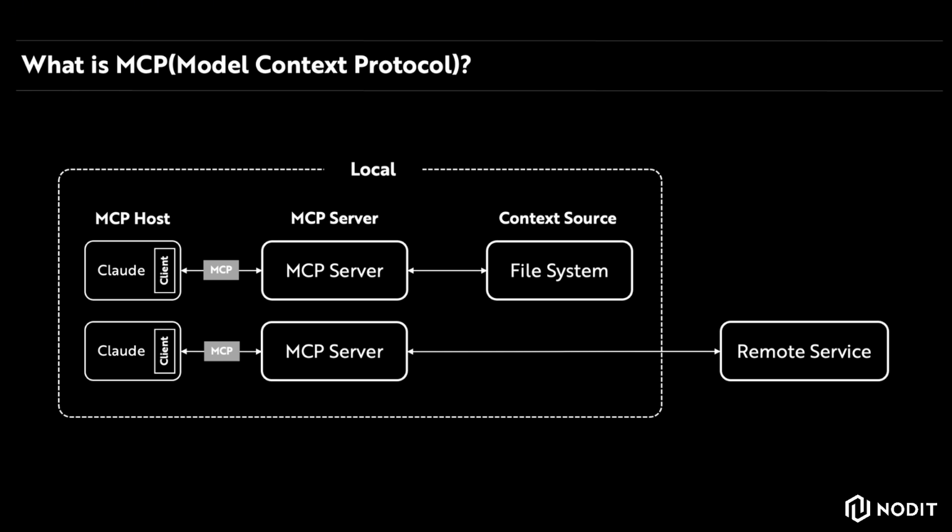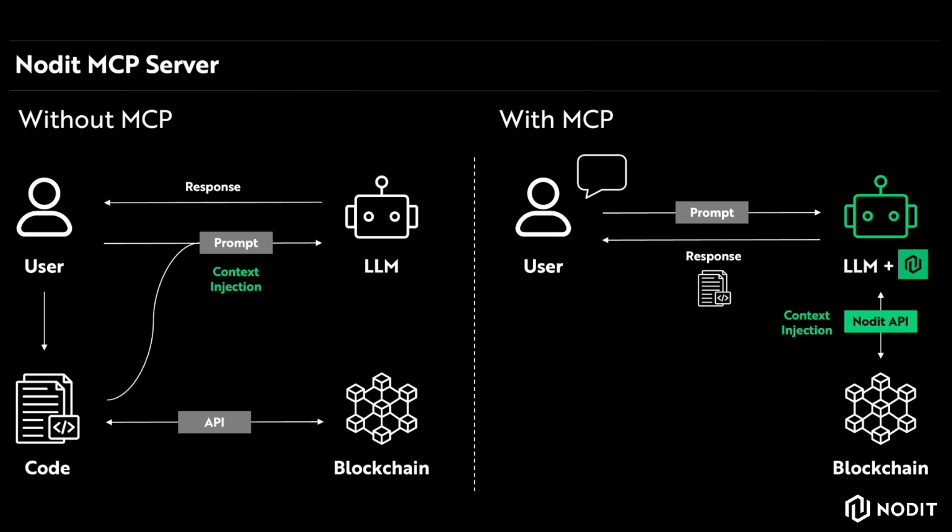In short, MCP allows models to go beyond static prompts, giving them the tools they need to actively fetch and use relevant data exactly when they need it. Let's now compare how things work with and without MCP, specifically using the Nodit MCP server in a blockchain integrated environment. On the left side of the slide, we see the traditional setup without MCP.